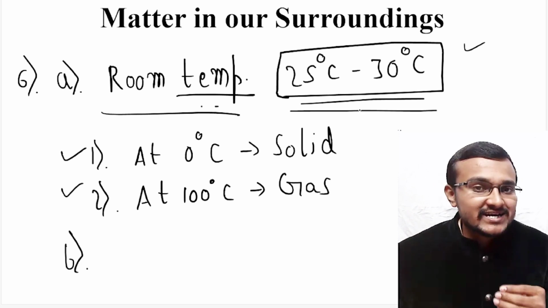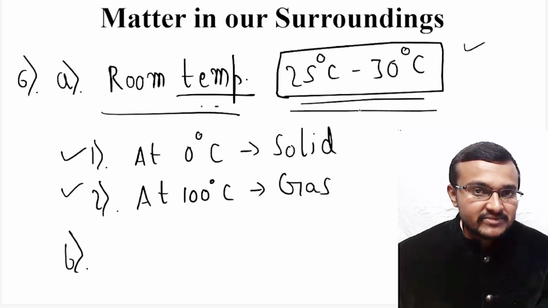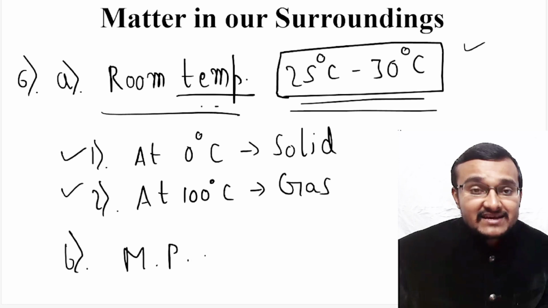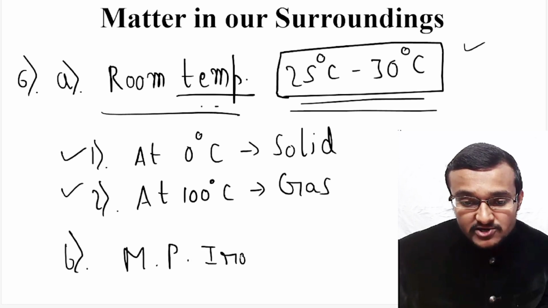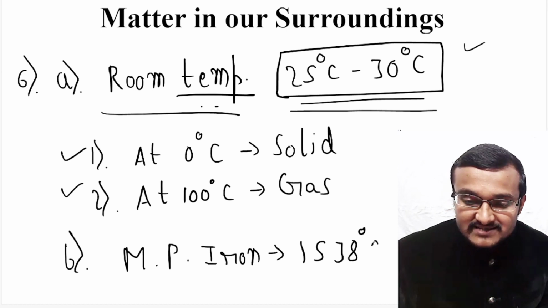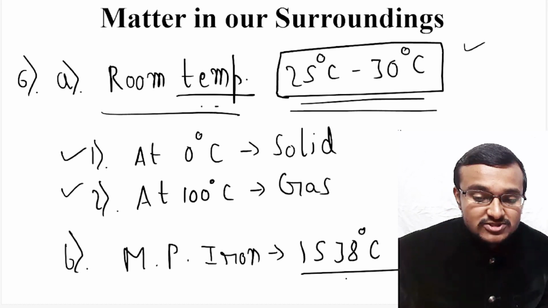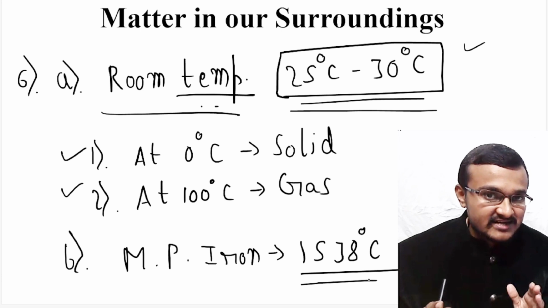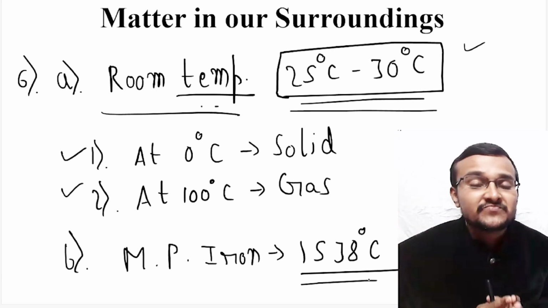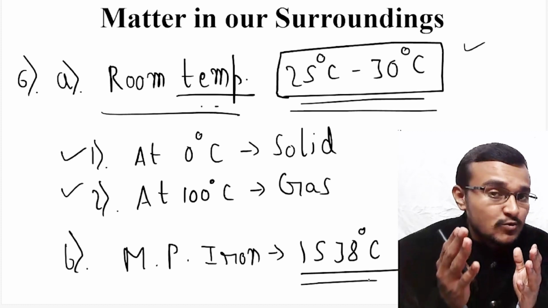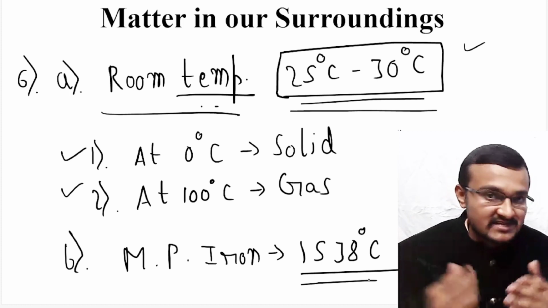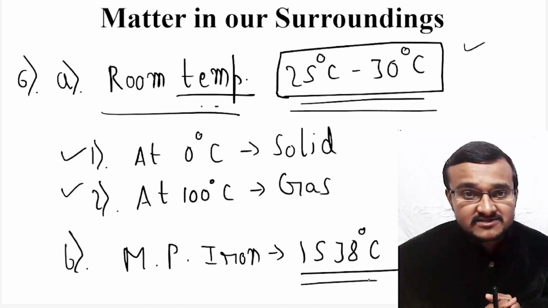So you can assume 25 degrees Celsius as room temperature. But the melting point of iron is actually 1538 degrees Celsius. So that means room temperature is never 1538 degrees Celsius. It is much lesser than 1538 degrees Celsius. That is, room temperature is 25 degrees Celsius, which is very much lesser than 1538 degrees Celsius.